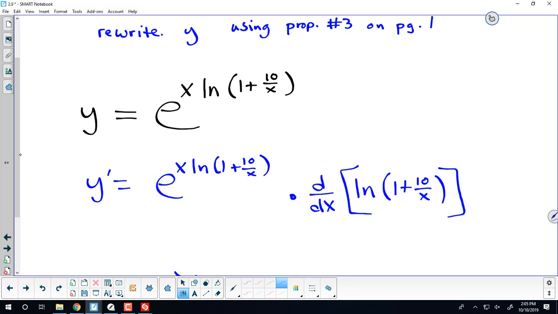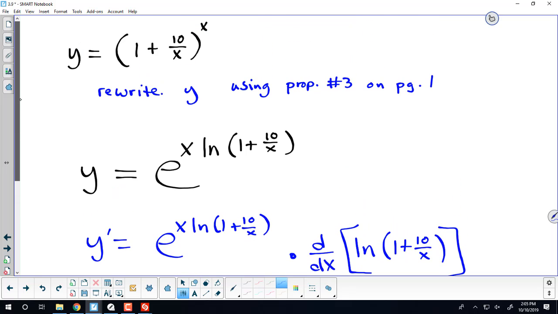The only difference here is we're going to change this e to the x ln of 1 plus 10 over x when we're done back to the original function, because that is y, and y is 1 plus 10 over x to the x.